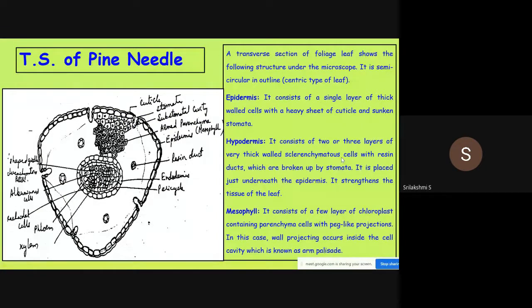So last class, I think we had learned about the internal anatomy of Pinus root and young stem and old stem of Pinus. That means secondary growth also you had studied. Now coming to the needle, that means leaf. Now in case of Pinus, you all know that foliage leaf or the photosynthetic leaf is referred to as needle because they are all sharp pointed, needle-like, or acicular we call.